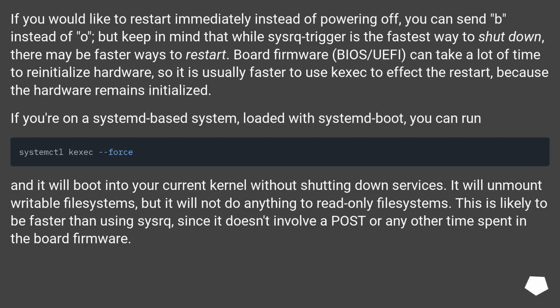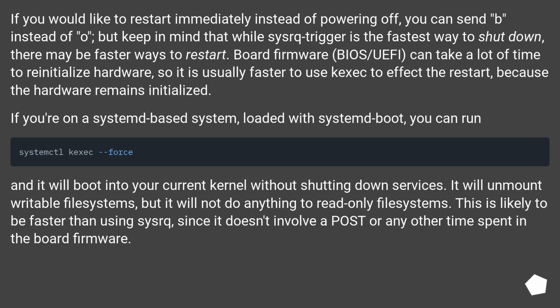If you would like to restart immediately instead of powering off, you can simply write b instead of o, but keep in mind that while sysrq-trigger is the fastest way to shut down, there may be faster ways to restart. Board firmware, BIOS/UEFI, can take a lot of time to reinitialize hardware, so it is usually faster to use kexec to effect the restart, because the hardware remains initialized.